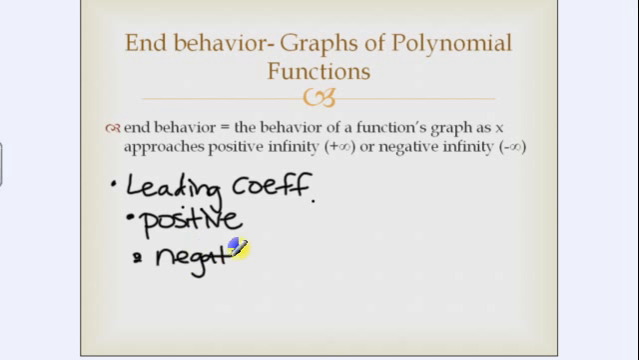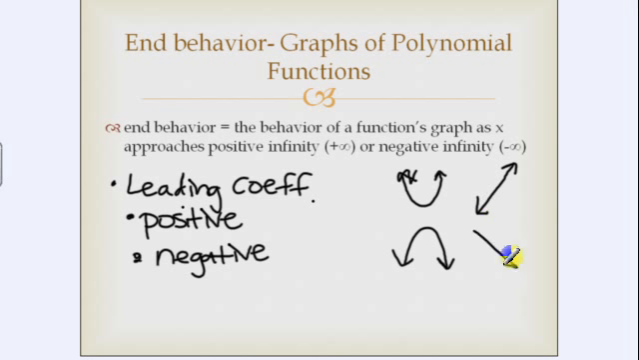And you might remember from parabolas, if our leading coefficient was a positive number, the graph would open up. If the leading coefficient was a negative number, the graph would open down. You might also remember with linear functions, if the slope is positive, the graph would rise to the right, so that would have a positive leading coefficient. If the graph had a negative leading coefficient, the slope would be negative and it would fall to the right. Well, what do these graphs have in common?